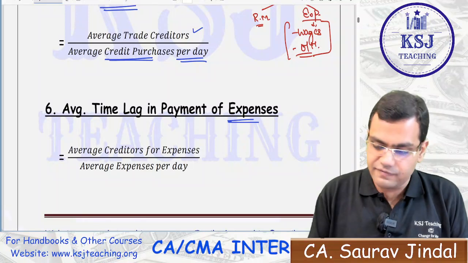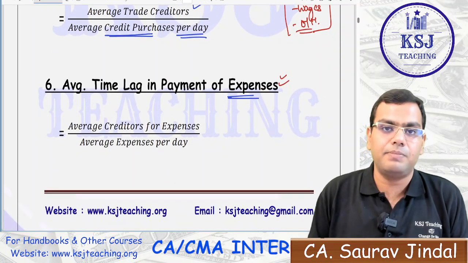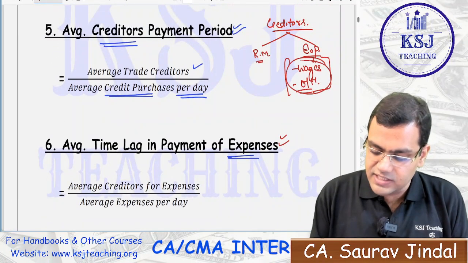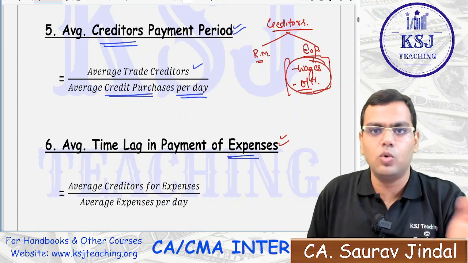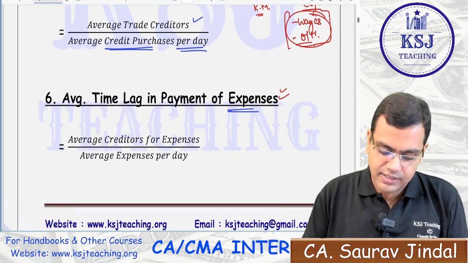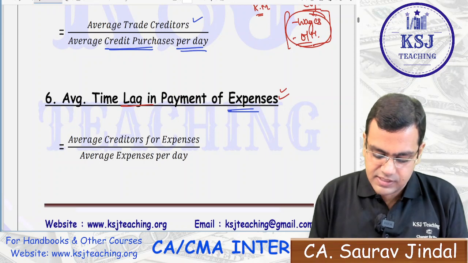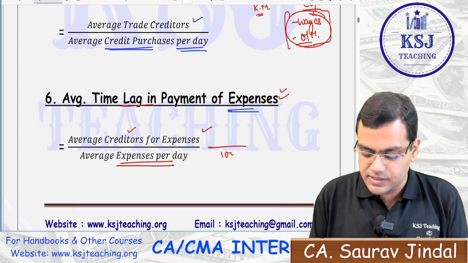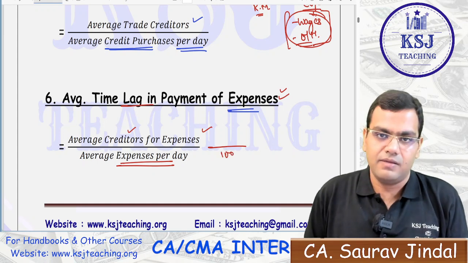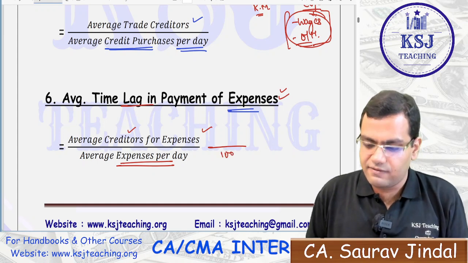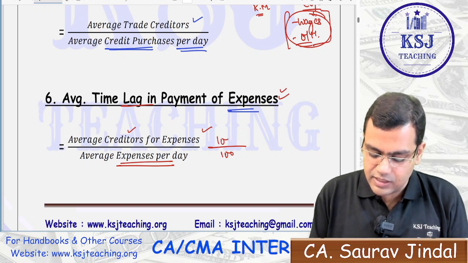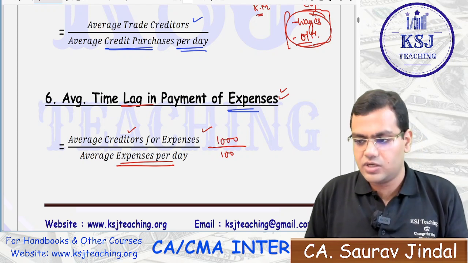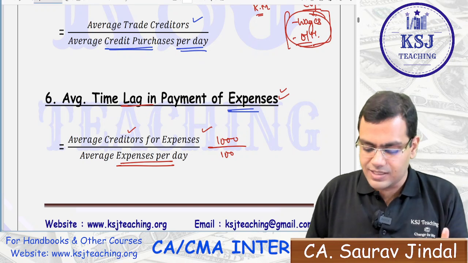Time lag in the payment of expenses, what does it represent? That if we are paying the wages or overheads after 1 month or after 2 months, right? That is the time lag in the payment of expenses. Average creditors for expenses divided by average expenses per day, that on an average, if 100 rupees is the expenses per day, you have the expenses of 100 rupees and on an average creditors for expenses are 1000 in your books.